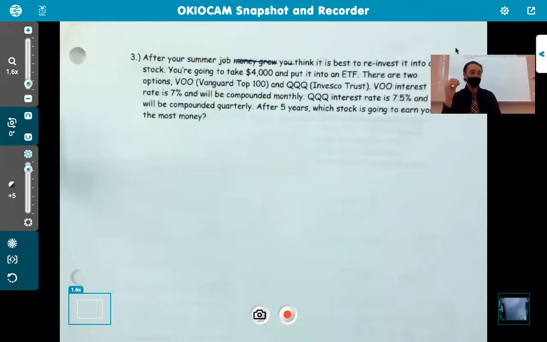They exist in the real world. One of them, Vanguard Top 100. One of them is Invesco Trust. It's QQQ. So if you were to look at stocks on your phone, because I'm sure you all have that app that you never look at, and you were to type in those codes there, that would pop up. So these are legitimate stocks.